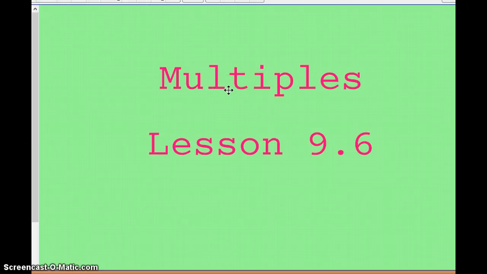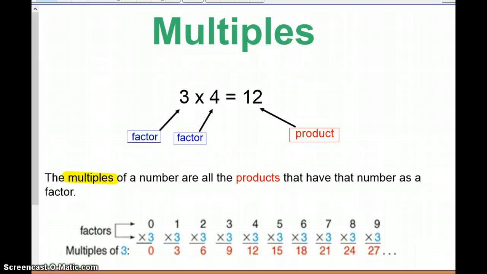Hi, fourth grade. Today we're going to be studying multiples. Let's go ahead and look at the definition of a multiple. The multiples of a number are all the products that have that number as a factor. So let's look at an example multiplication problem. When you think of multiples, think multiplication.